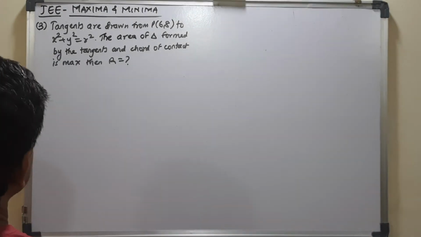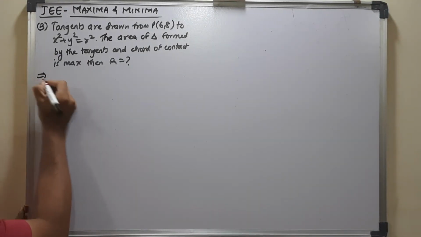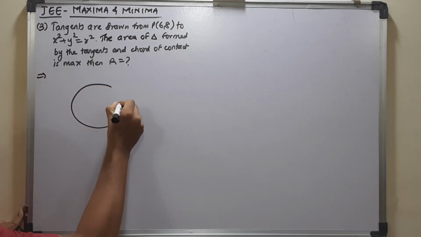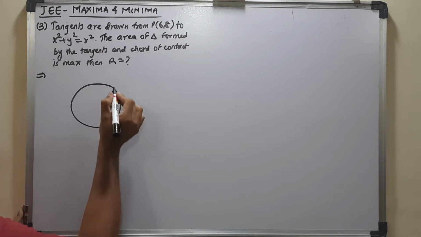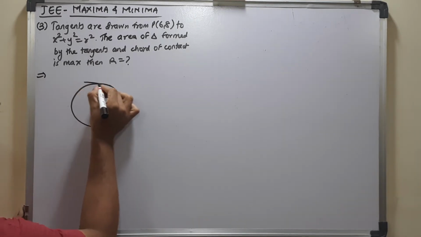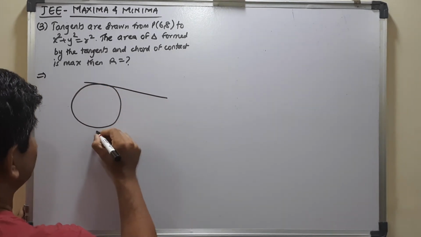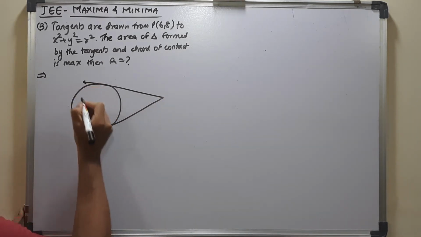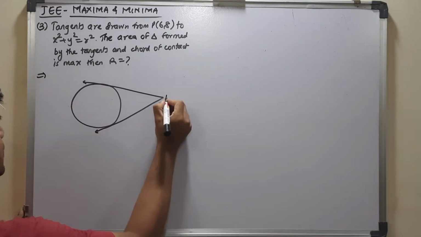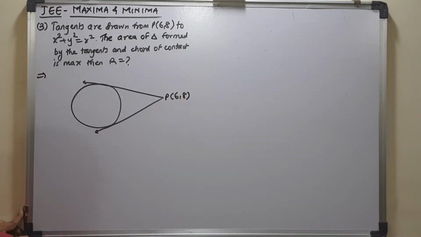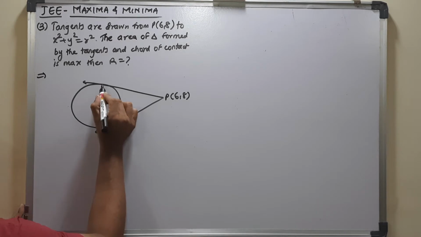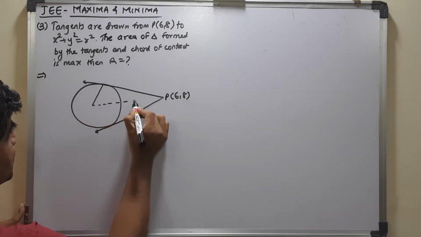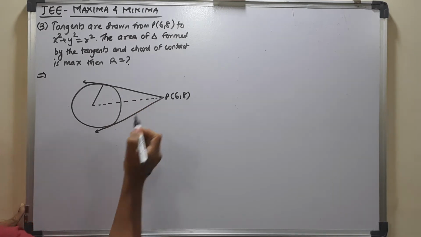Okay. So to understand it better, I will draw a figure over here. This is my circle, which is a standard circle. This is my tangent drawn from point 6, 8. That is P(6, 8). Right? Let this be your radius. Let this be your, which we have already proved.